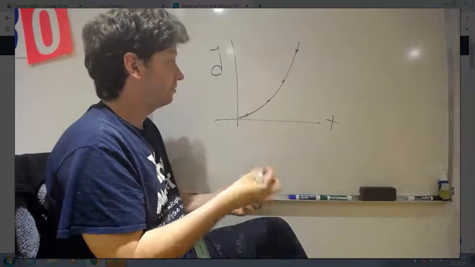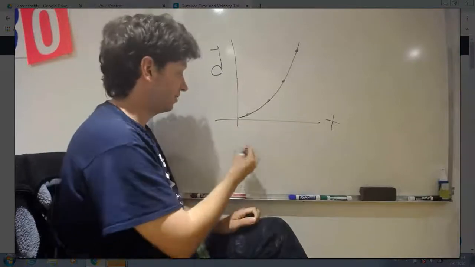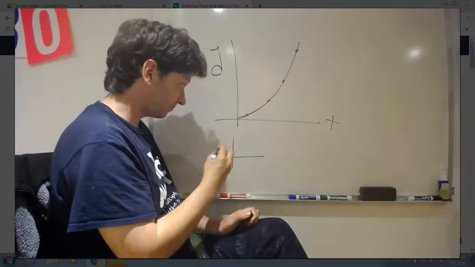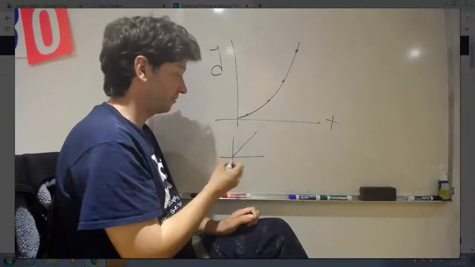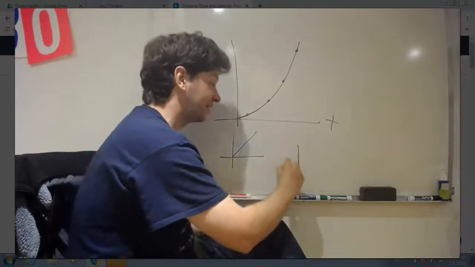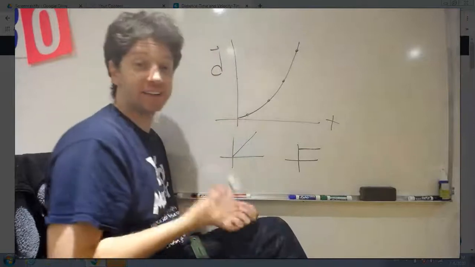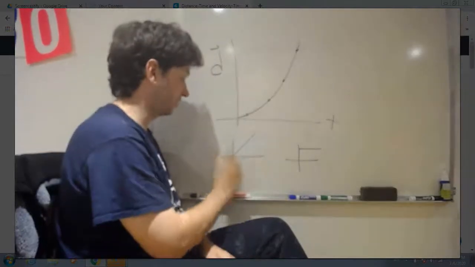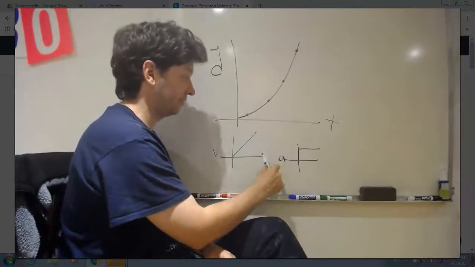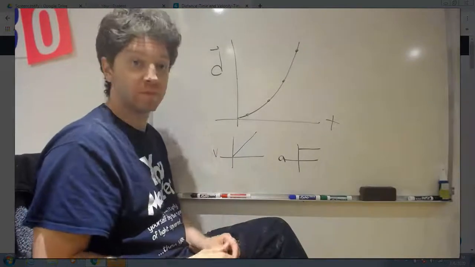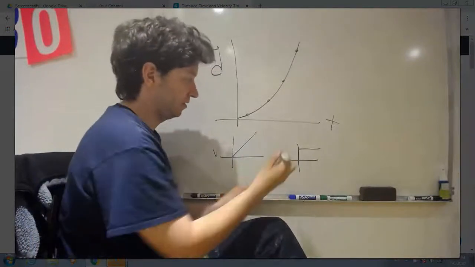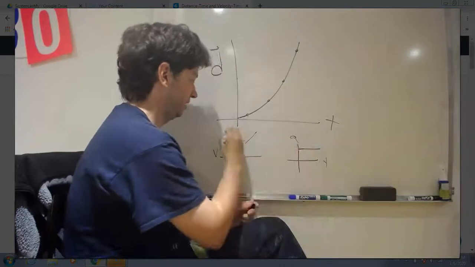And if we were to take all of those slopes and plot a VT graph, you would get something like this. And then if you were to take that slope and plot an AT graph, you would get something like that. So this is your VT graph, and that's your AT graph. Well, that would be AT and VT.